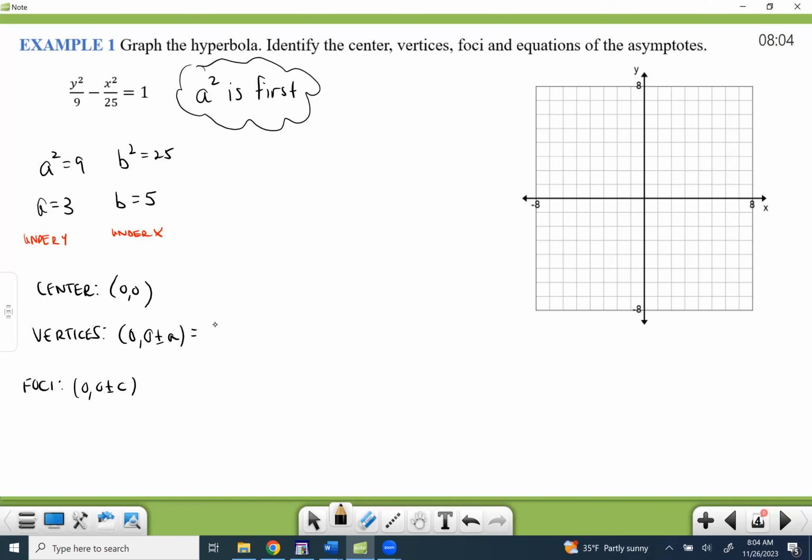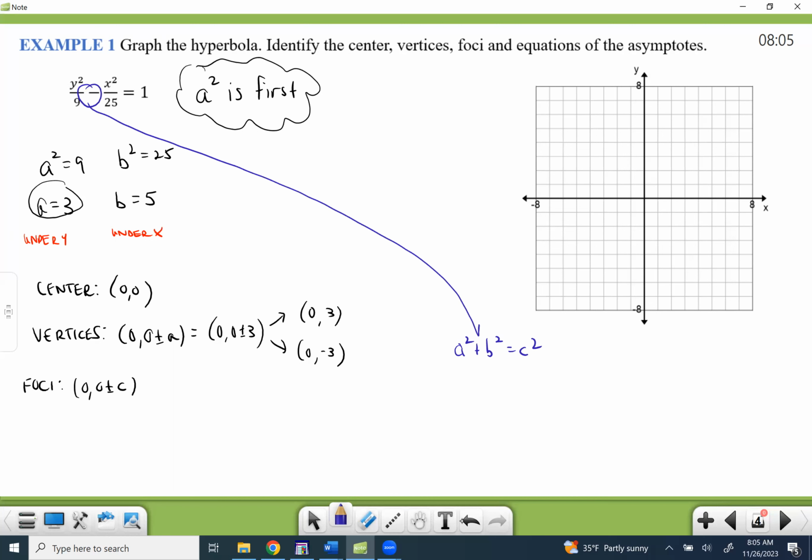Okay, so now we'll go ahead and we'll put those in. So we already found a. A was 3. So this is going to be 0 plus or minus 3. So 0 plus 3 would be 3. And then 0 minus 3 would be negative 3. Now, the thing we haven't found is the c yet. So let's go ahead and take our foci formula. Now, remember, it is a squared plus b squared equals c squared. The tip for ourselves is it's always the opposite of whatever's right there. Okay, so a squared, we got it. It's 9. B squared we had was 25.